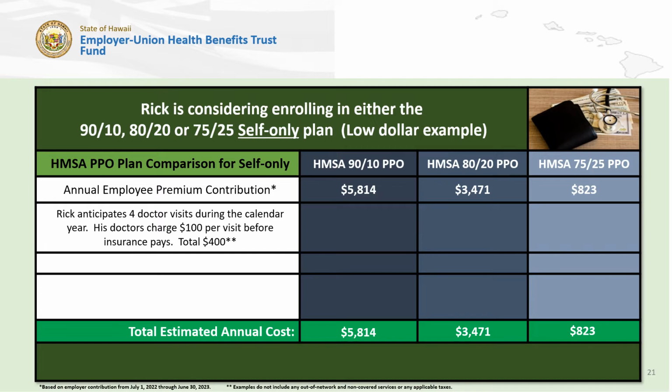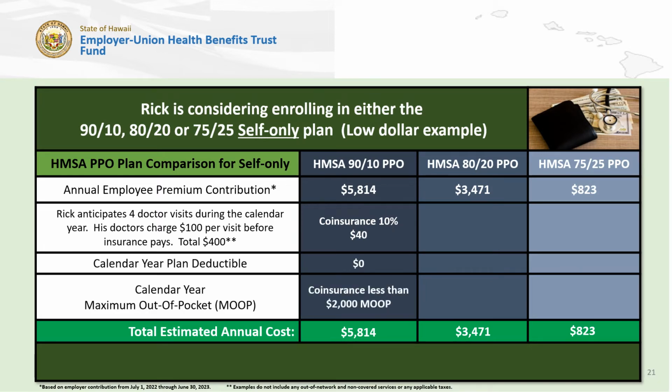His doctor charges $100 per visit before his insurance pays, total $400. Under the 9010 plan, Rick's coinsurance is 10% or $40. Both deductible and maximum out-of-pocket do not apply. Total annual cost is the annual premium amount plus the 10% coinsurance listed at the bottom in green.